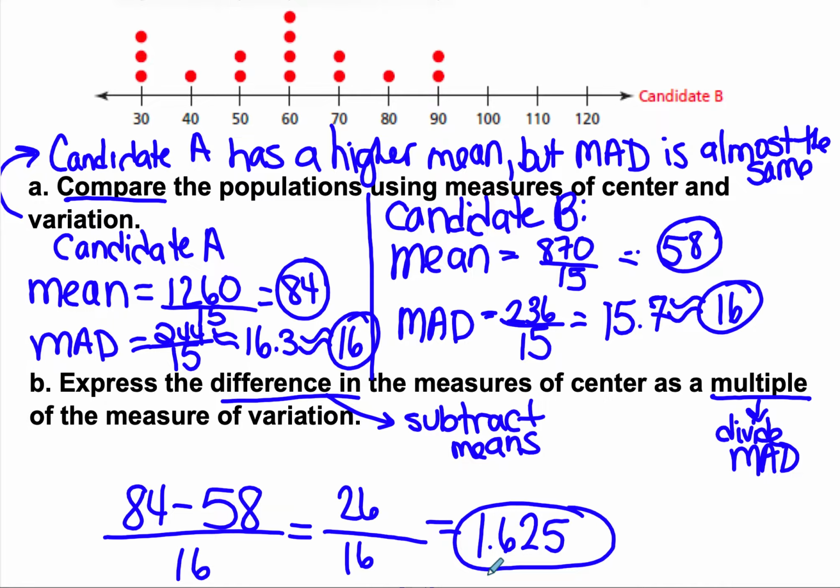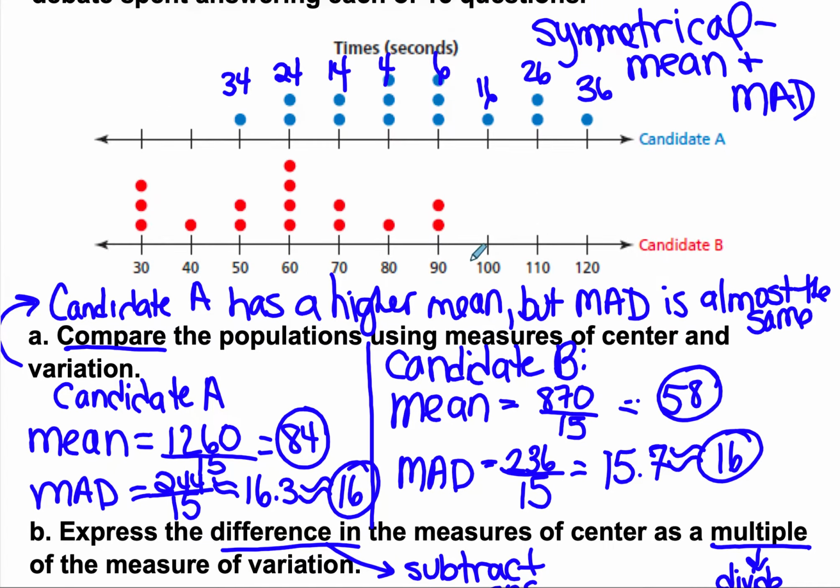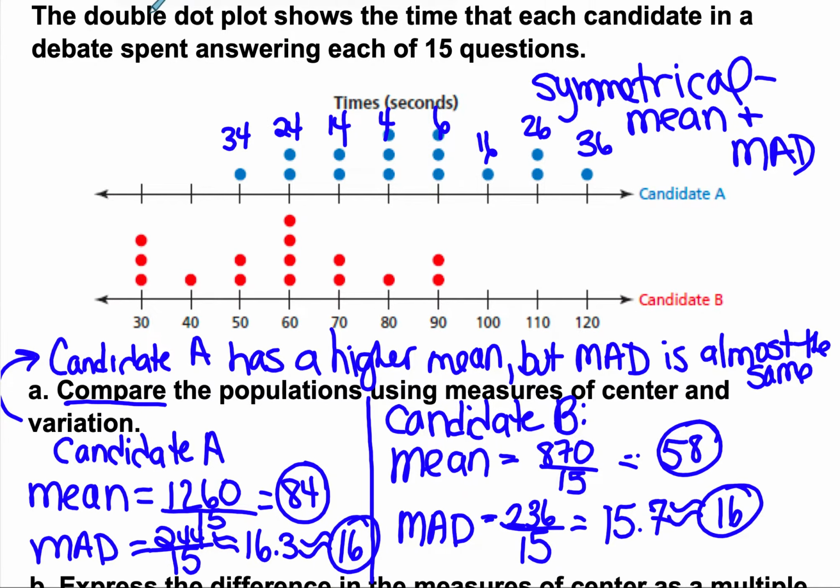That tells us that there's quite a bit of overlap between our two graphs. And if I scroll back up, you can see that there are numbers from 50 through 90. A lot of the graphs are the same and overlapping. So there's a lot of similarity in the data.